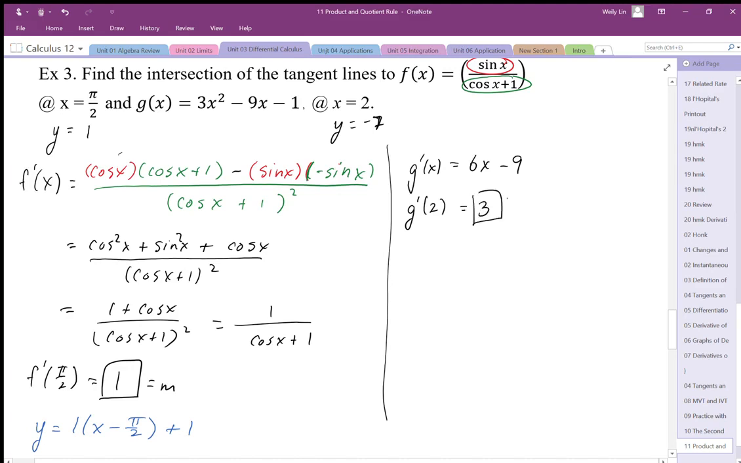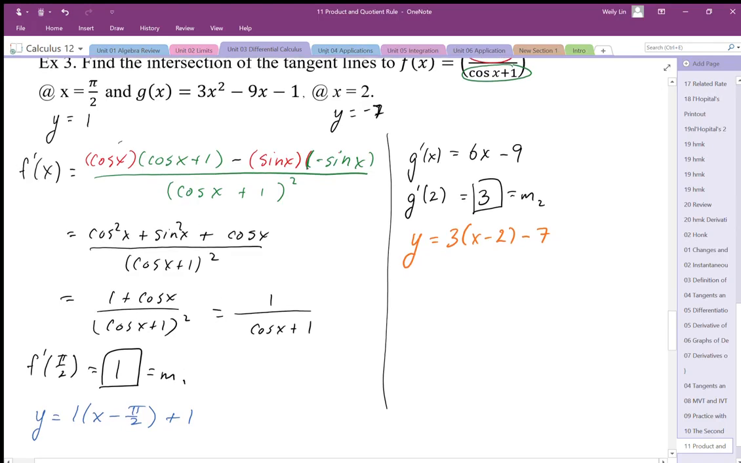So there's my slope. I can write the equation of that line now: y equals 3 times x minus 2, minus 7. Okay, so those are my two lines. I can now solve this. I'm just going to graph this and solve this one. Okay, so I'll show the graph of this on Desmos.